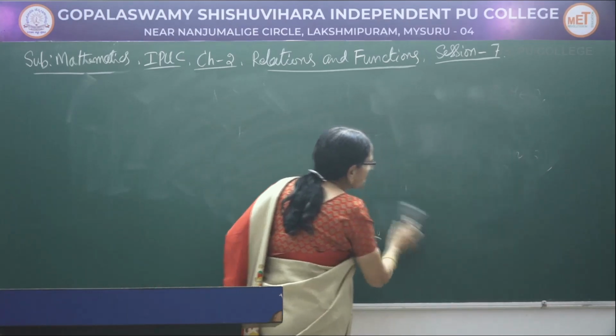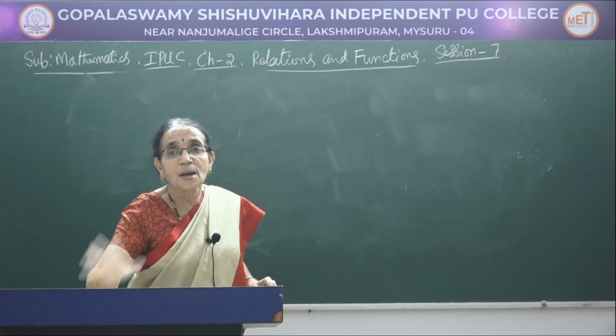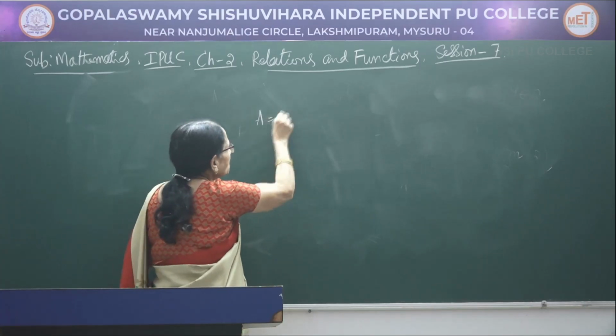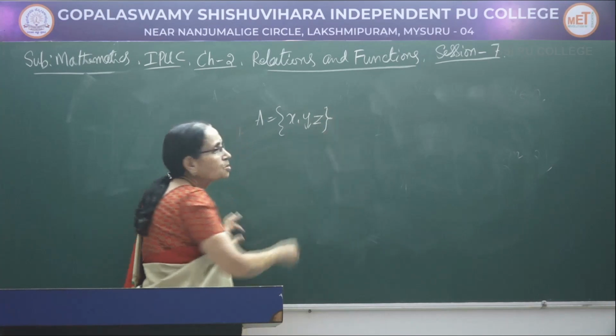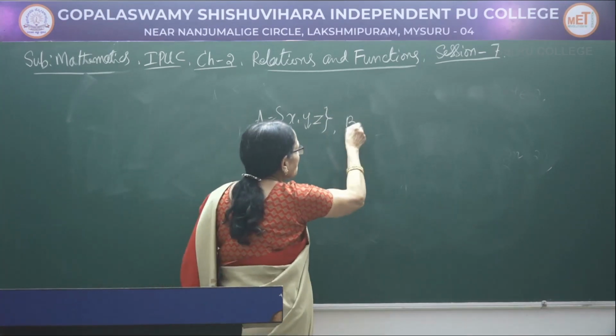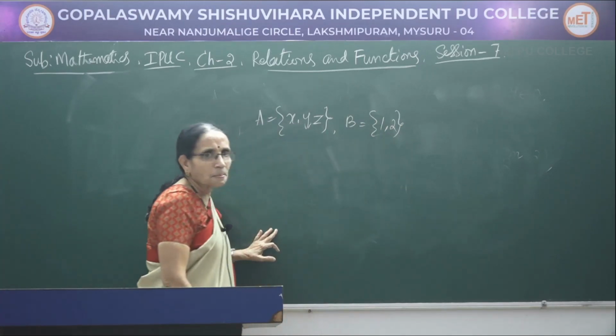Here I have given the elements as 1, 2, 3, 4. Even that need not be given. If you know the number of elements, that would be enough. Similar problem here. A set A is containing 3 elements x, y and z, and the set B is containing 2 elements 1 and 2.